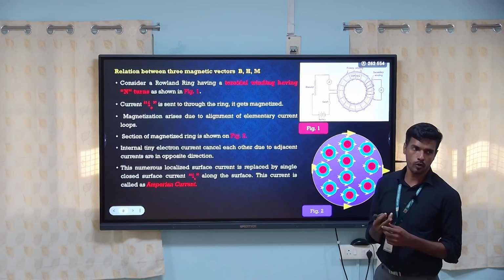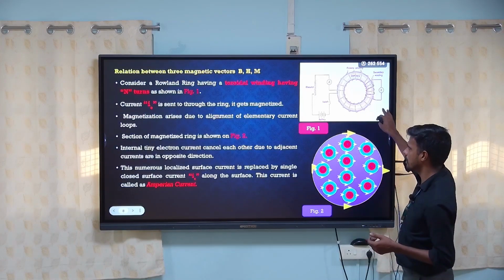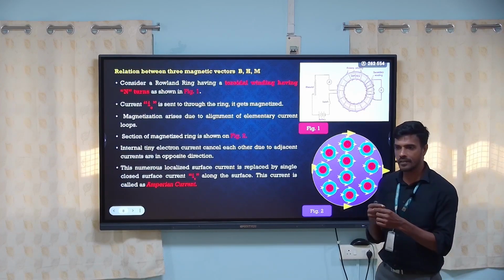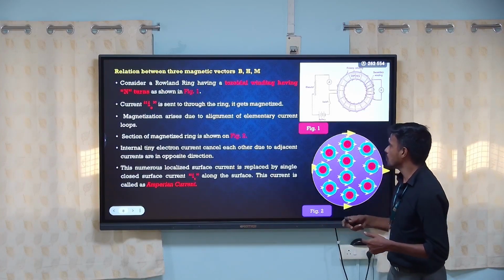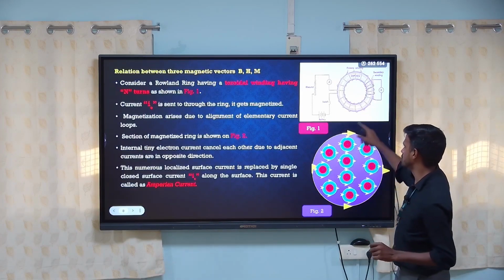Consider a Rowland ring. So you have seen the Rowland ring. This is another example, which is nothing but a toroidal winding of N number of turns. So if we have a toroidal ring with N number of turns, as shown in the figure, a current I naught is applied through this ring.